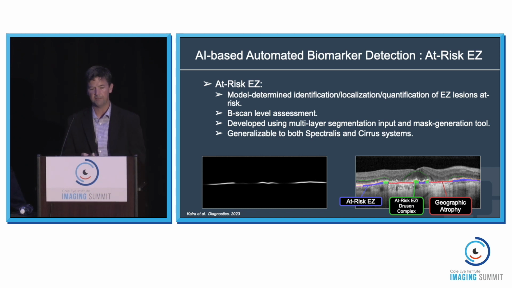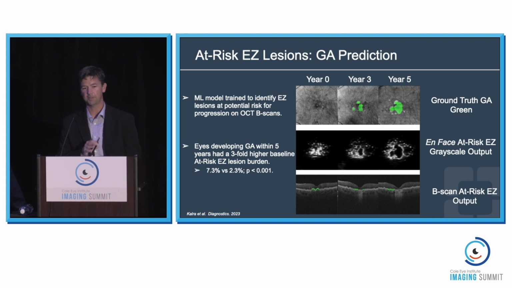This was a model that we developed to look specifically across Spectralis and Cirrus systems for loss of ellipsoid zone integrity and risk for progression over time. And to develop this, you can actually overlay this with segmentation technology to identify things such as at-risk drusen. This is an example here at year 0.